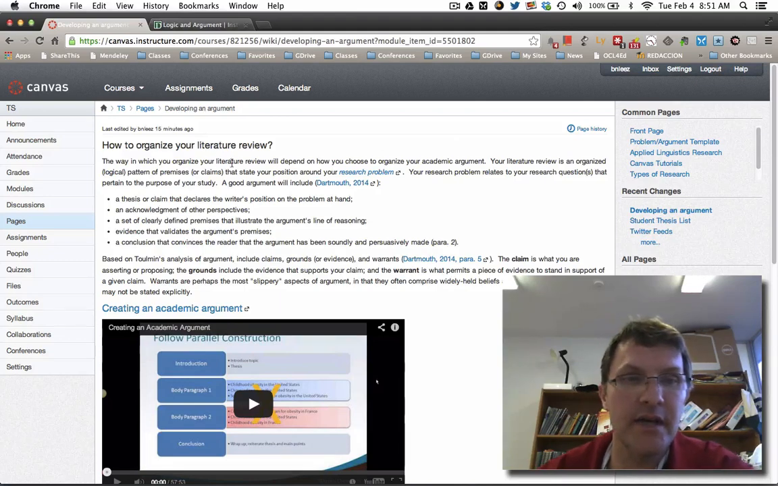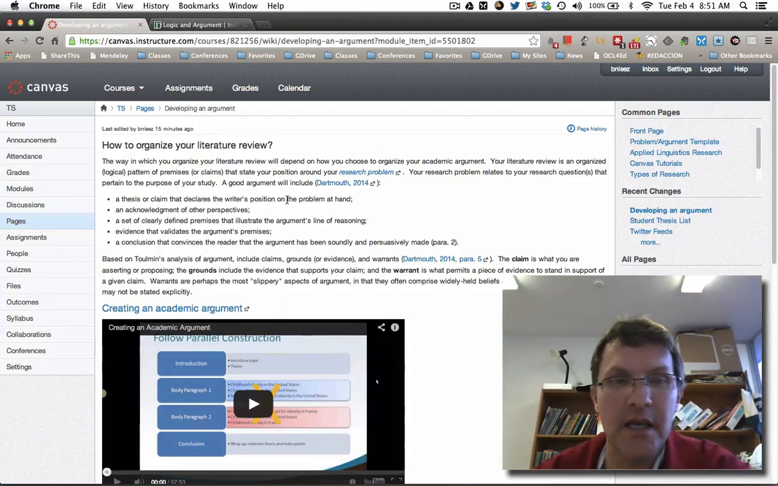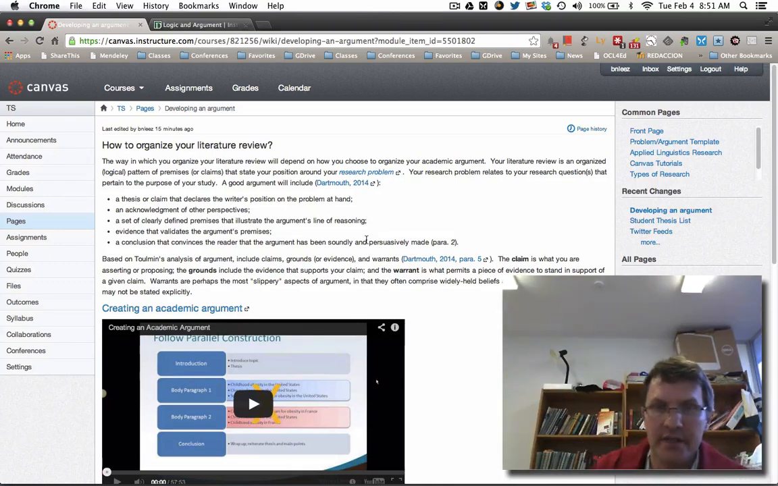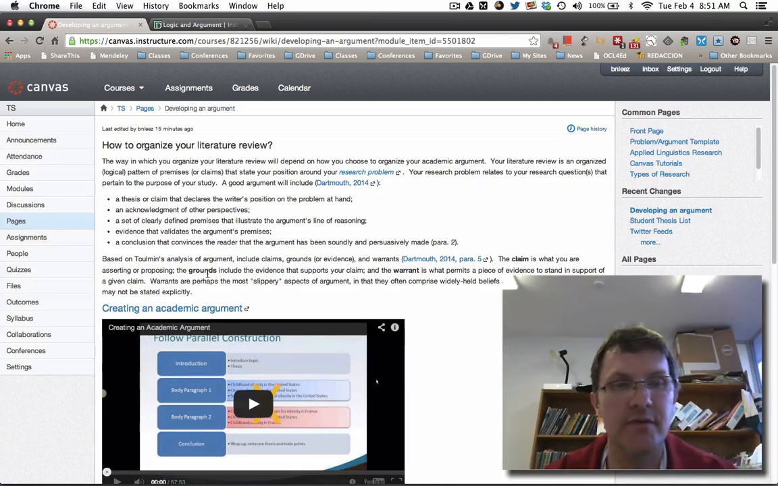So we look here at how to organize your literature review. And I talk about some information about research problems and research questions and how to form a good argument. And what I'd like to talk about here is, if we look here in the second paragraph, Toulmin's analysis of argument. And what I'd like to talk about are 3 key terms that you should be aware of whenever you're forming your argument: claim, grounds, and warrant.